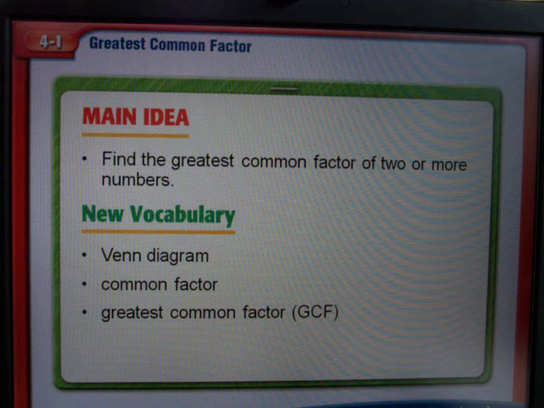Now, the greatest common factor is the largest number that is divisible into a given number. So if we took 24 and 36 and compared them, you look at what numbers these two numbers share as factors. The largest number that they both share is your greatest common factor.